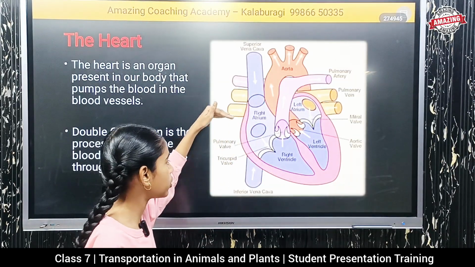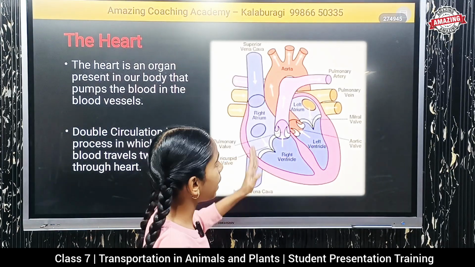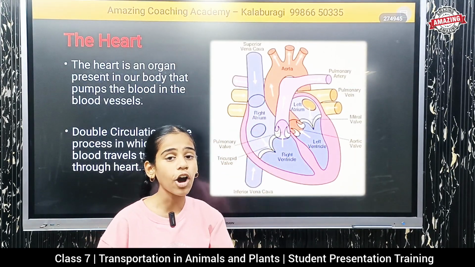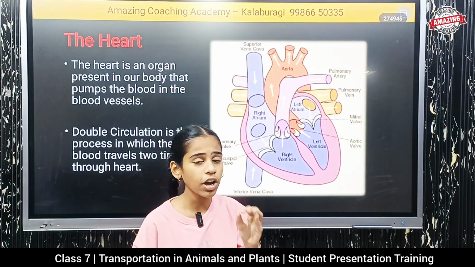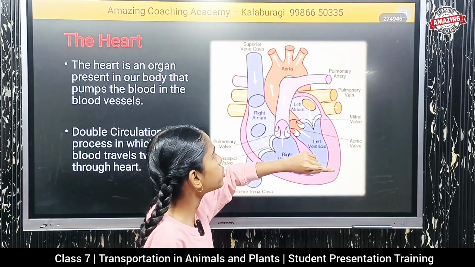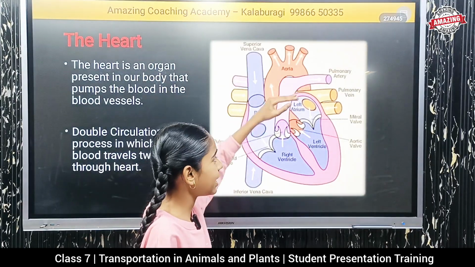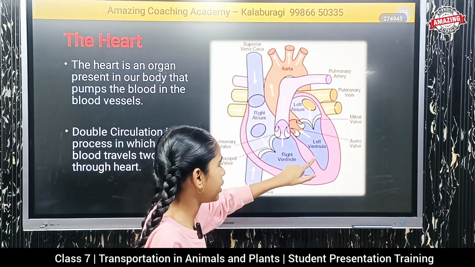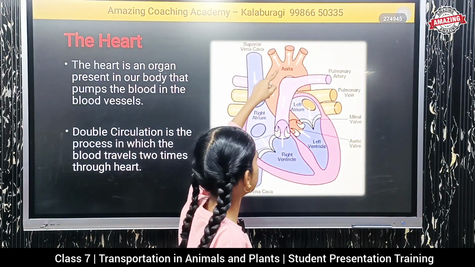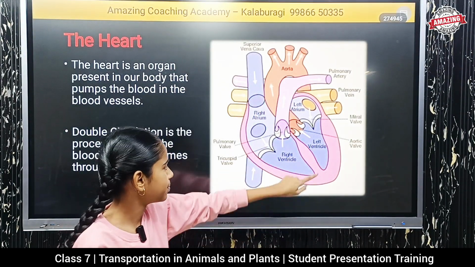From right atrium, it goes to right ventricle. From right ventricle, it goes to pulmonary artery to get oxygenated from the lungs. After getting oxygenated, it comes back from the pulmonary vein, and from pulmonary vein it goes to the atrium. From atrium it comes to the ventricle, and from ventricle it goes to the aorta to distribute in other parts of the body. So thank you.